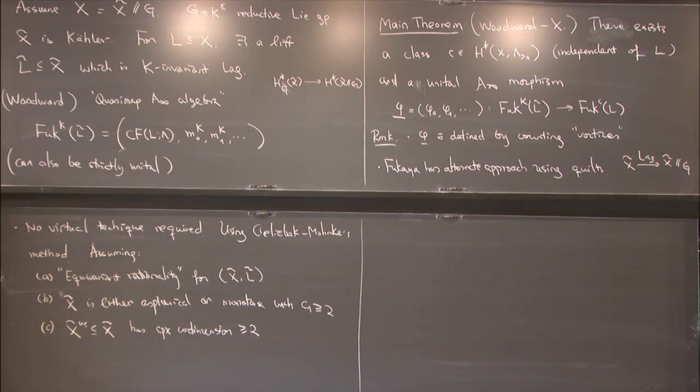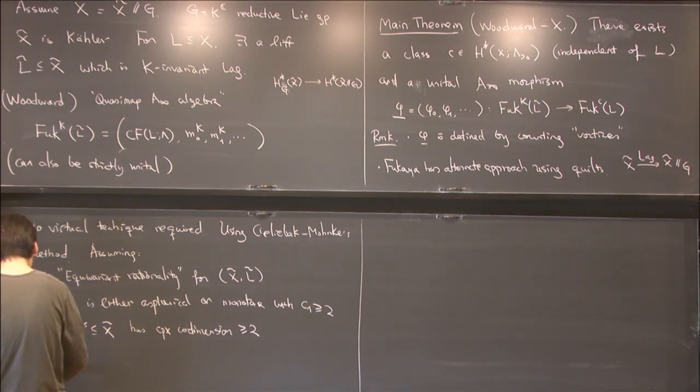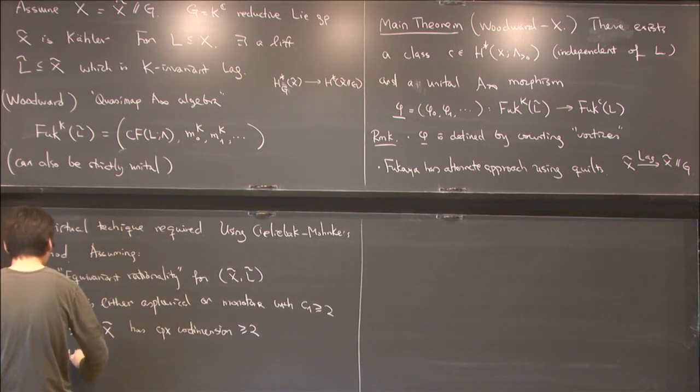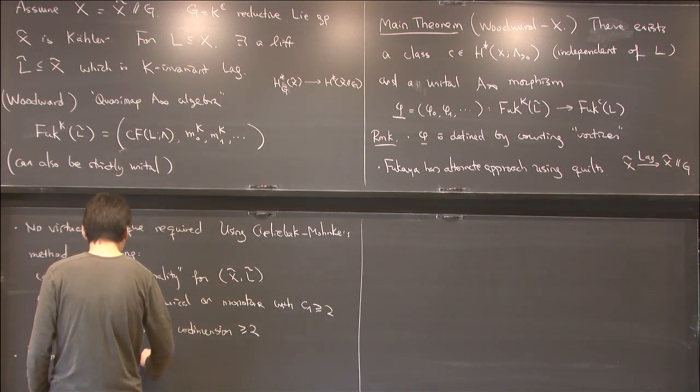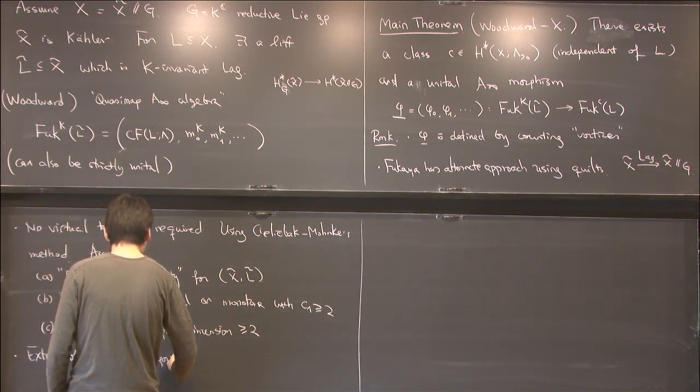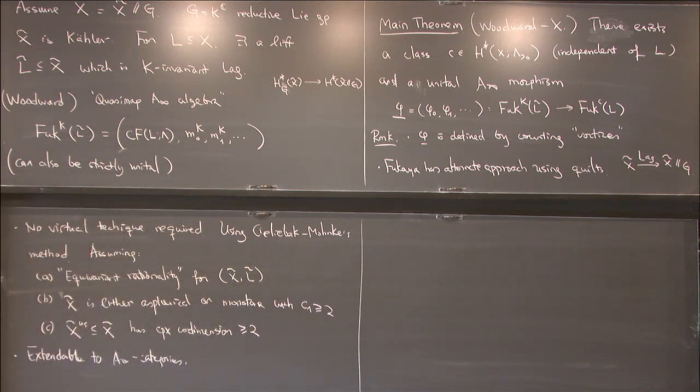So this is our assumption, basically. And of course, you may wonder if we can extend to categories. Yes, in principle, we could do that, but we haven't done that, so it is extendable to A infinity categories. What we have done is just for a single Lagrangian and the endomorphism algebra of that object. So any questions?